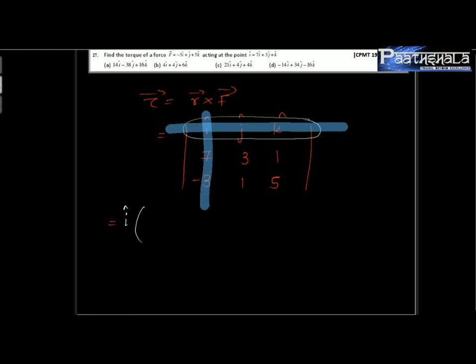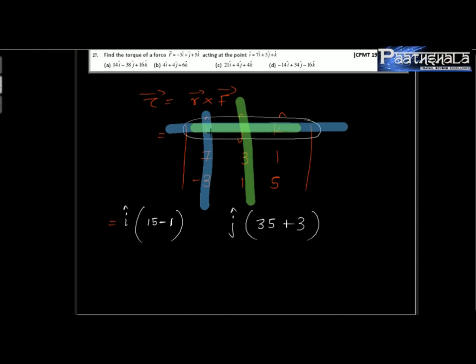So what is remaining is 3 into 5 minus 1 into 1. You have to cross multiply it. So that's 15 minus 1. Similarly, while writing j, I ignore this row and this row. So what is remaining is 7 into 5, that is 35, minus 3 into 1, so that becomes plus 3.